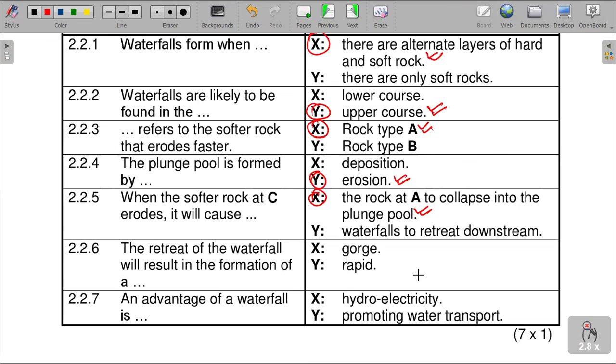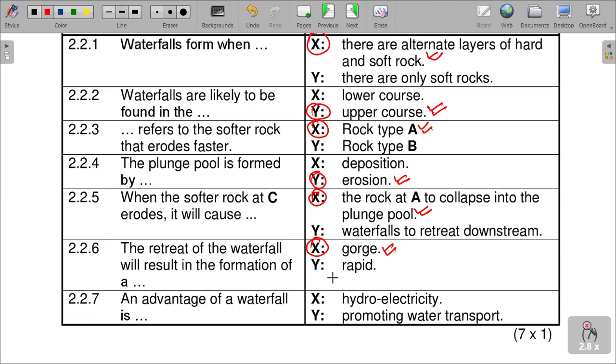The retreat of the waterfall will result in the formation of a dash. As the overhang collapses and the waterfall retreats, it will result in a gorge. Rapids are just very small outstanding rock outcrops, but this one is deep and very high. Therefore, it is a gorge that is formed.